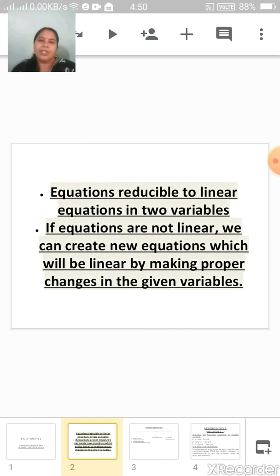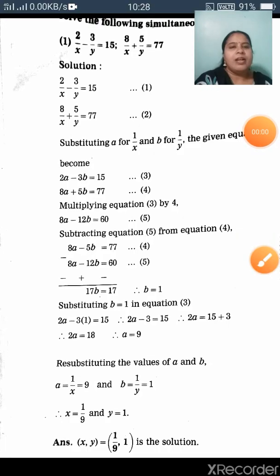Means the equations which are not in a linear equation form, but which can be reduced to this form. Let me read from here. If equations are not linear, we can create new equations which will be linear by making proper changes in the given variable. Let us start with the first sum of the exercise.